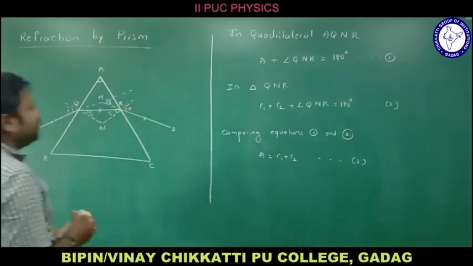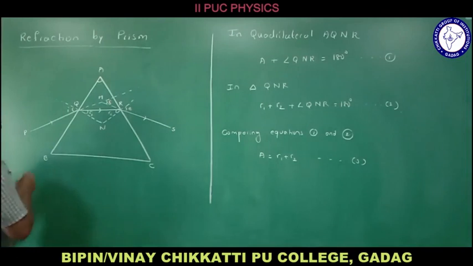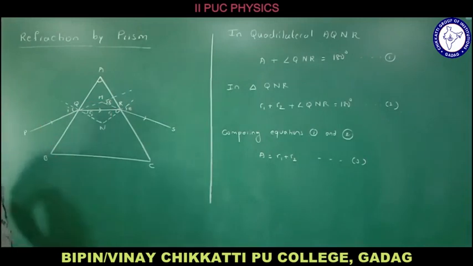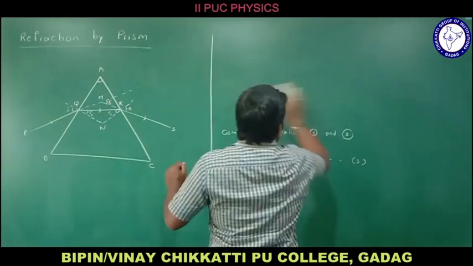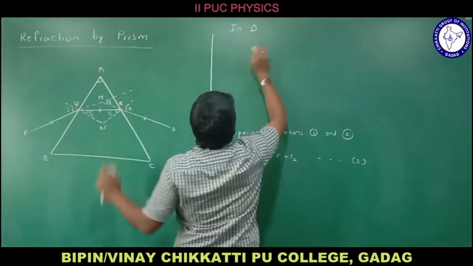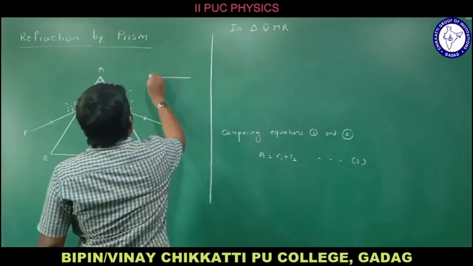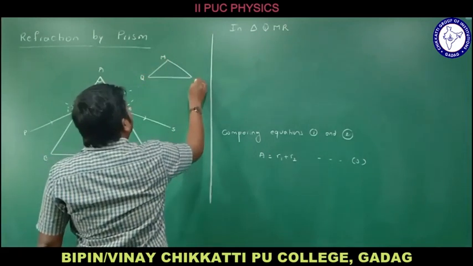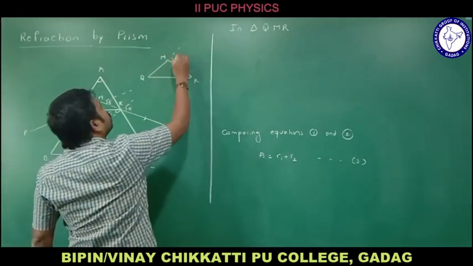Now I'll be going with the next concept. Keeping this in mind, let me take one triangle. Just observe here, QMR. I am taking the triangle QMR. So I will be drawing here. This is M and this is Q and this is R. QMR, this is the triangle and this is the extension part, and this angle is what we say here?